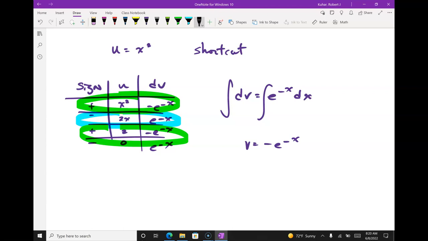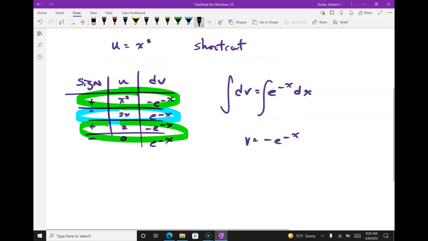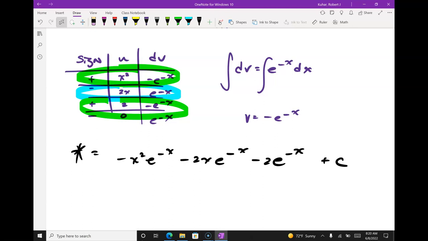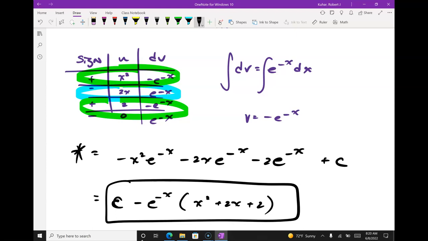Yeah, I'm just getting that whole row. So my answer, right? If I call this thing star here, star is now positive x squared times a negative. I can skip a step here. Negative x squared e to the minus x minus 2x e to the minus x minus 2 e to the minus x plus c, right? And then of course we could simplify it. Anytime you can make it look a little prettier, that's good. I'm going to take out a negative e to the negative x, and I have x squared plus 2x plus 2 left, and there it is. And we usually put that constant first, so you don't have to write an extra sign, SIGN.